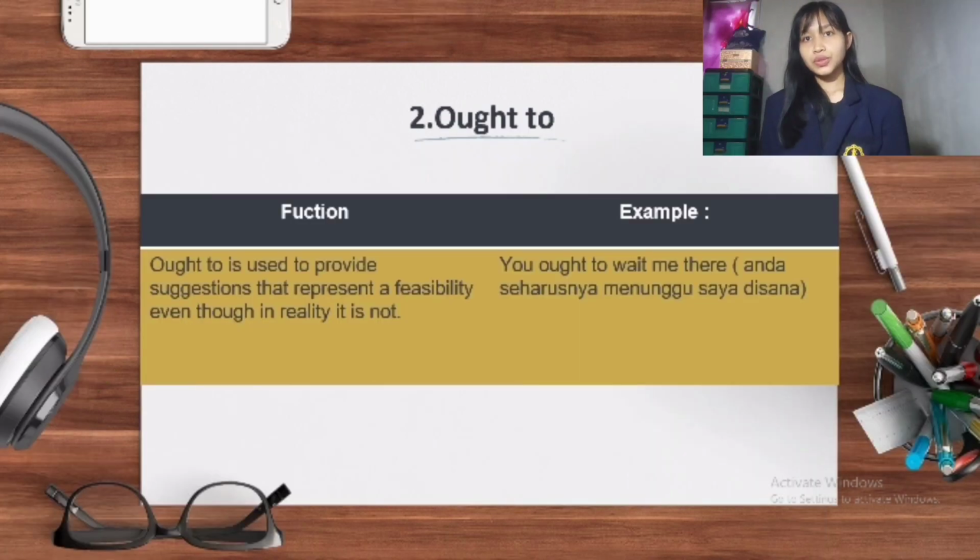Function of ought to. Ought to is used to provide a suggestion that represents possibility even though its reality is not. For example, you ought to invite me there.